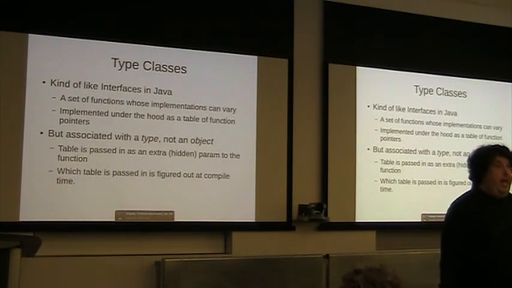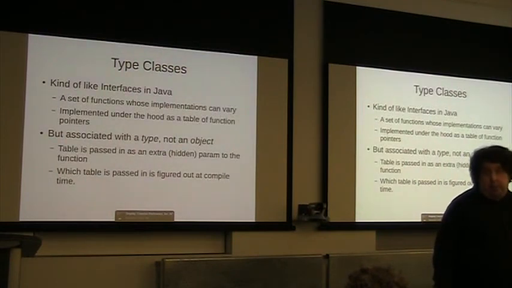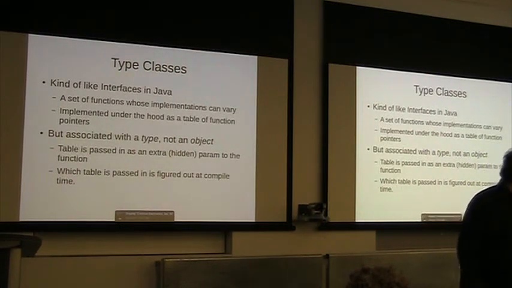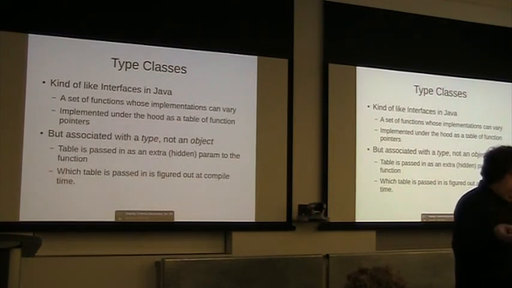In Java or in C++, you have the concept of a vtable. Every object that has virtual methods attached to it has a vtable, which is just an array of the function pointers that implement all of your virtual functions, right? It's implemented exactly the same way in Haskell, as an array of function pointers, except there is a difference. It's associated with the type and not the object.